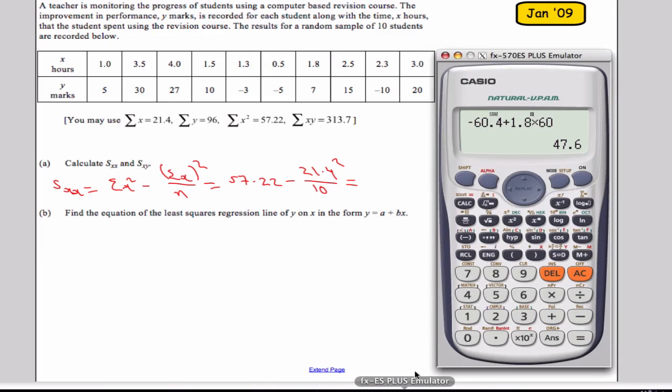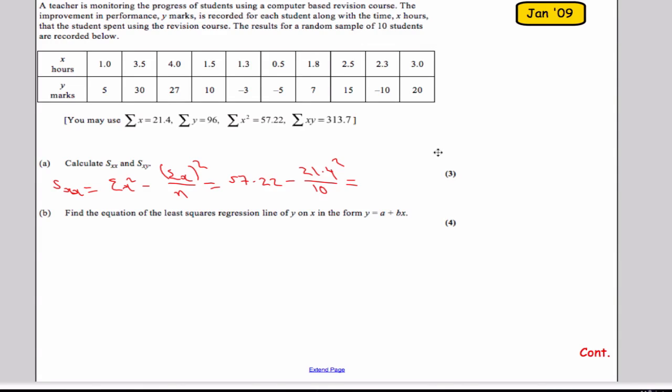So out with the calculator. Let's go back to regular mode. 57.22 minus 21.4 squared over 10. And we get 11.424. I'm going to leave it like that, 11.424.